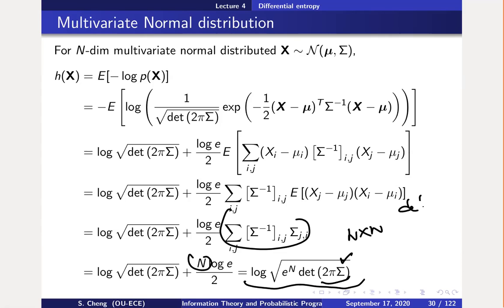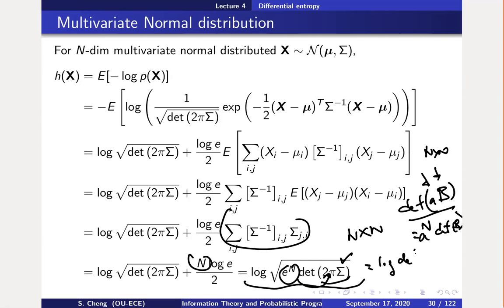So note that if I have a determinant of a times b, let's say b is an n by n matrix, and this is multiplied by a, the determinant of this is equal to a to the n times the determinant of b. You can easily verify that. So if I put this into here, I can make it even nicer looking: the log of the determinant of 2 pi e sigma, and take the square root of that. So that's just the entropy for the multivariate Gaussian.